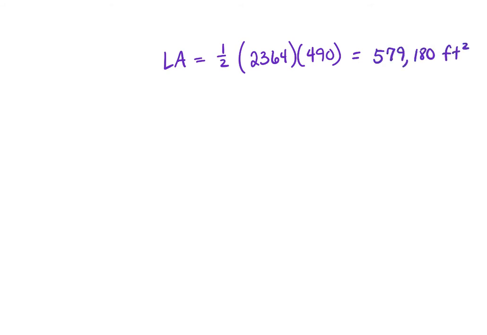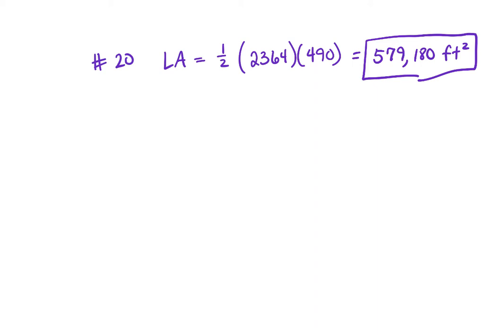The lateral area of this should have been 1/2 times the perimeter, 2364, times the slant height, 490. This should have been your answer, square feet. Square feet for lateral area. All right, that was number 20.